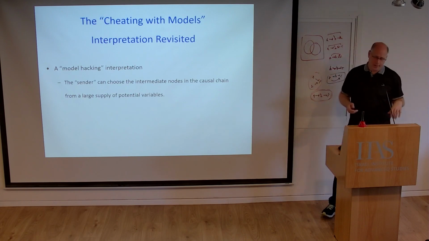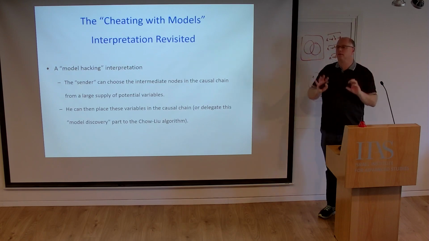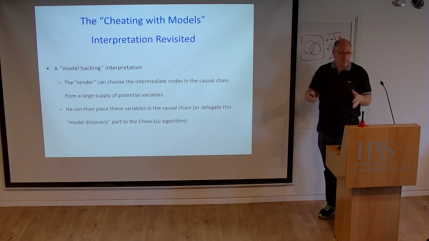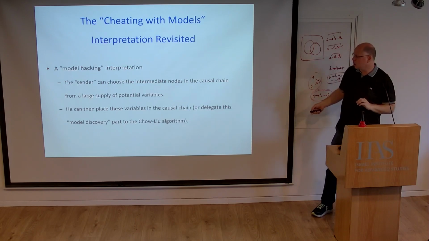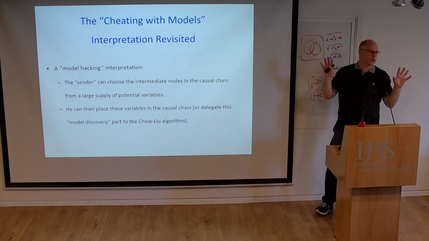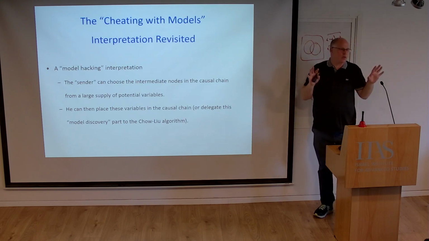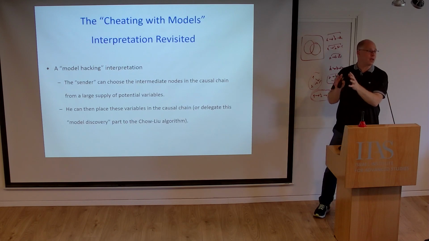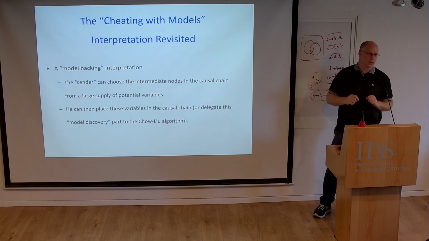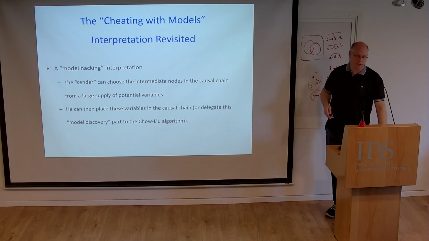It's actually worse than that. You can actually choose the variables and then delegate the model discovery to an algorithm. For example, and that's a result, if you chose the variables in the model, and then you let the Chow-Liu algorithm discover a tree, it will discover the chain that implements the upper bound. So you could actually claim, I'm not hacking with the model, but I am deciding which variables are going to enter the model, and let the algorithm decide what's the best model to somehow arrange or explain the data. So that would be the model hacking interpretation.